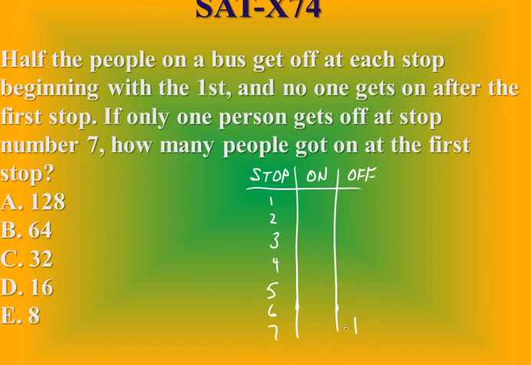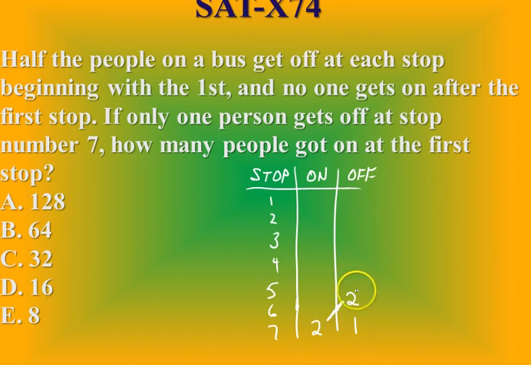Well, if half the people are getting off at each stop, that means there were 2 on there. Now, when people get on and off the bus, if half the people get off, that means the other half stay on. So the number that get off will be half the number that's on. So on the 7th stop, if there are 2 people on and 1 gets off, that means on the previous stop, 2 got off, because these 2 numbers always have to be the same.